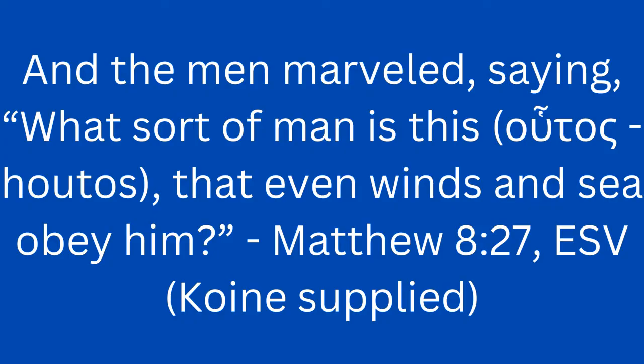So let's start out looking at proximity. This is in Matthew chapter 8, verse 27. This is the ESV with the Koine supplied. This is Jesus after he has calmed the raging storm on the sea. And it says, "And the men marveled, saying, 'What sort of man is this, that even winds and sea obey him?'"